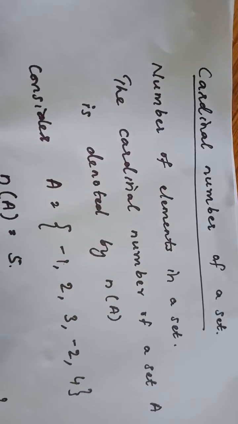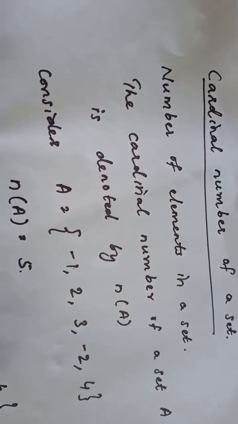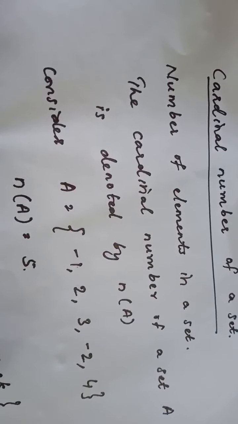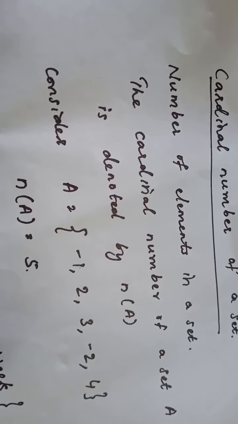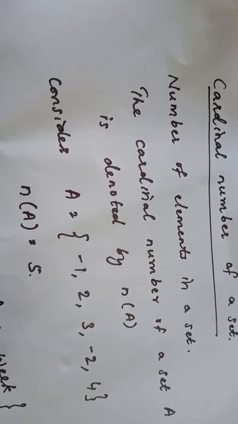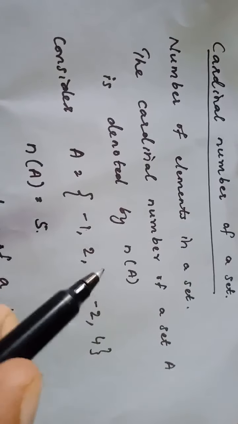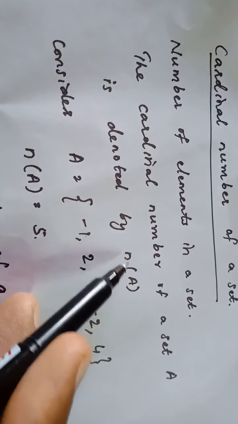Cardinal number of a set. Cardinal number of a set means the number of elements in a set. The number of distinct elements in a set is called the cardinal number of the set. Now, for example, the cardinal number of a set A is denoted by n of A.